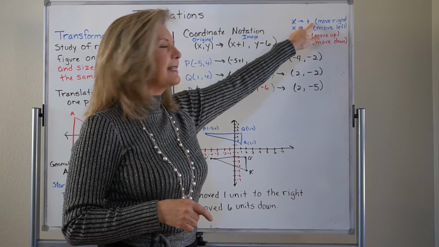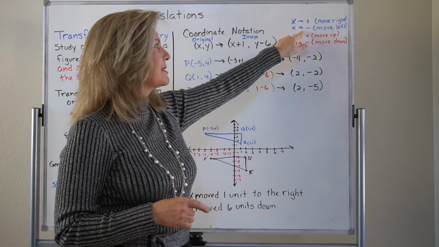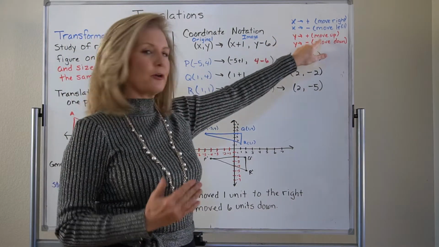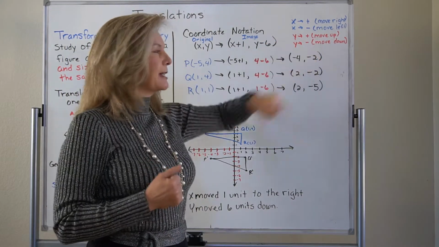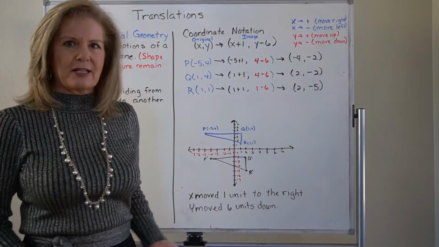Here's a general rule. If you're adding to the X, it means you're moving right on the coordinate plane. If you're subtracting from the X, you're moving left. If you're adding to the Y, you're moving up. If you're subtracting from the Y, you're moving down. That's our general rule. So let's see how this actually works.